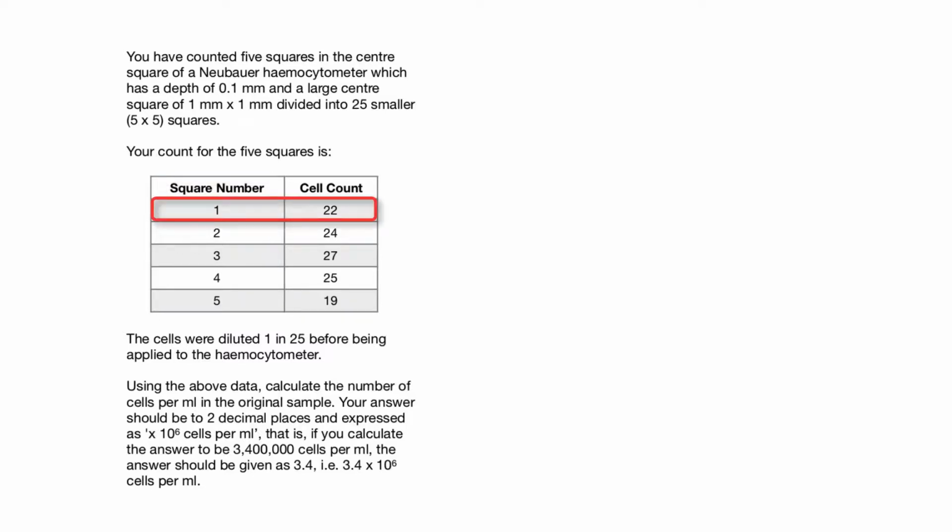Of these 25 smaller squares you have counted the cells present in 5 of them. In square 1 you have 22 cells, in square 2 you have 24 cells, square 3 you have 27 cells, square 4 you have 25 cells, and square 5 19 cells. So the first thing we need to do is add these numbers together. So 22 plus 24 plus 27 plus 25 plus 19.